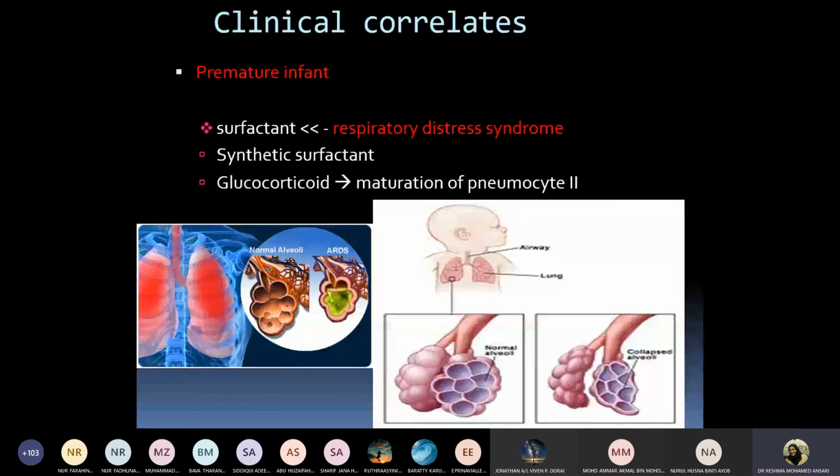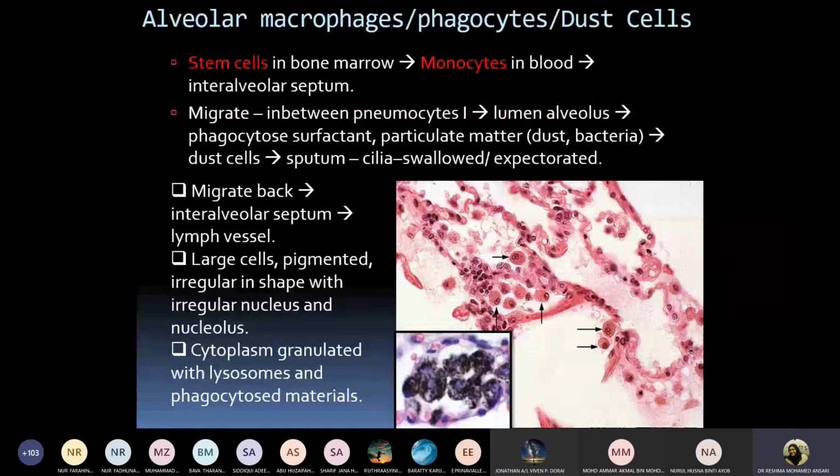Another clinical correlate is about alveolar macrophages, phagocytes or dust cells. So we saw type 1 cells and type 2 cells. Alveolar macrophages are not a permanent cell in the lung. They are in the bone marrow as stem cells, then they mature as monocytes and they enter the interalveolar septum. Whenever there is a need, for example, if bacteria or a virus moves into the lung, or there is dust inside the alveoli, these macrophages will automatically become bigger. They will phagocytose the dust or the particulate matter, the nicotine or whatever.